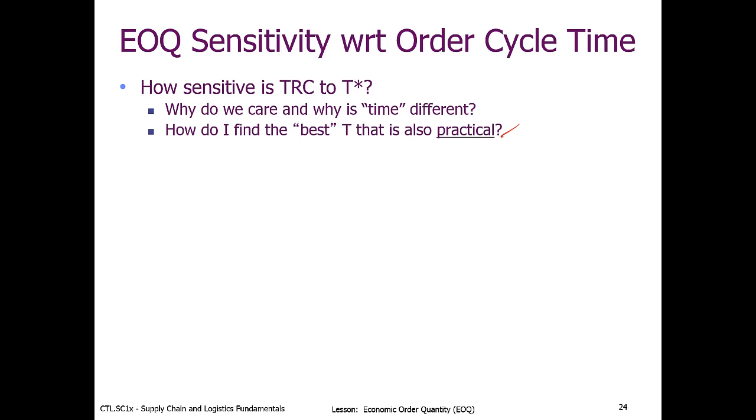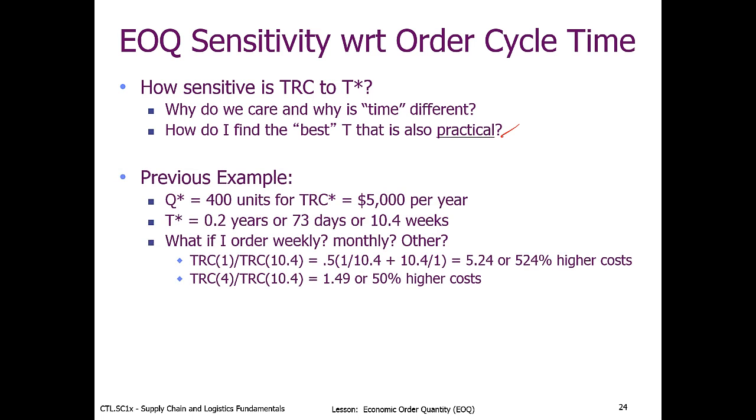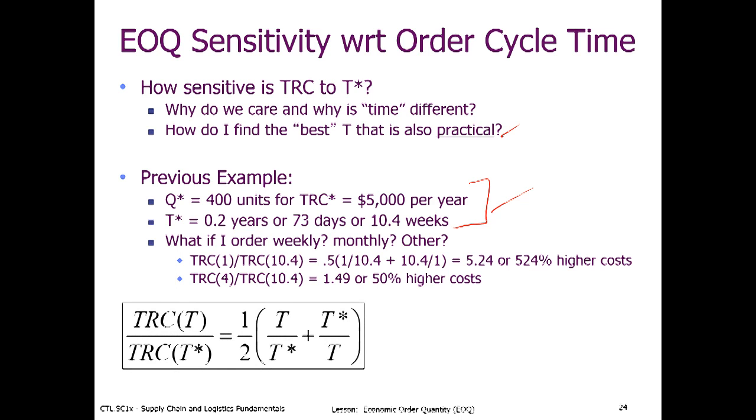And so looking at the previous example, these numbers should be very familiar to you at this point. Right? The Q star is 400 units. We found our total relevant cost of $5,000 per year. And we found our T star to be 0.2 years, 73 days, or 10.4 weeks, nothing of which is very practical. Based on the equations that we developed before, I can find quite simply what the change in the total relevant cost will be if I pick a different T compared to the optimal T. I give you two examples here.